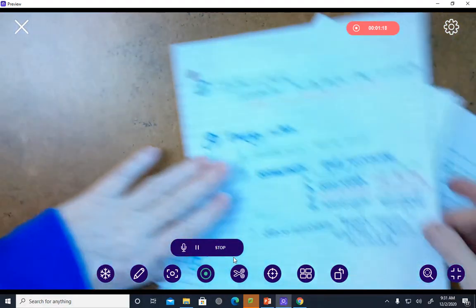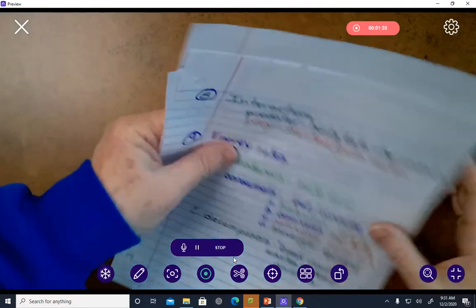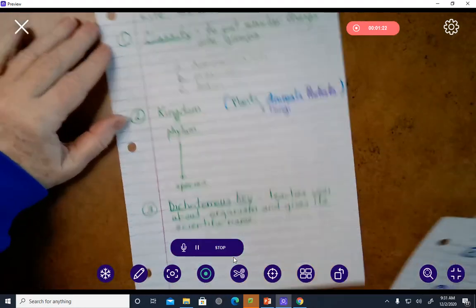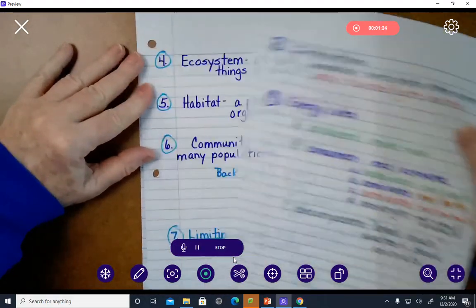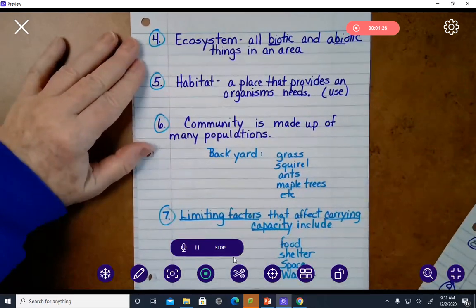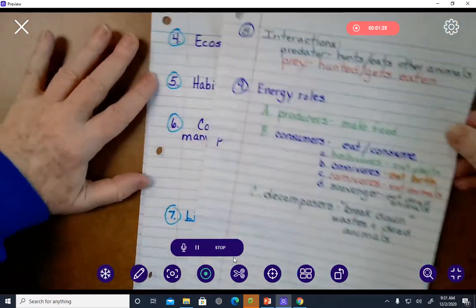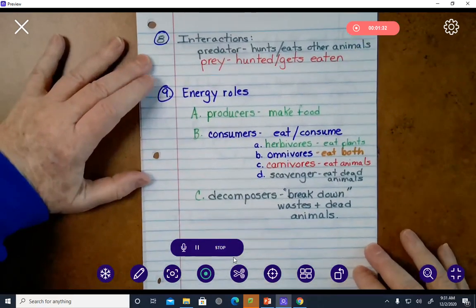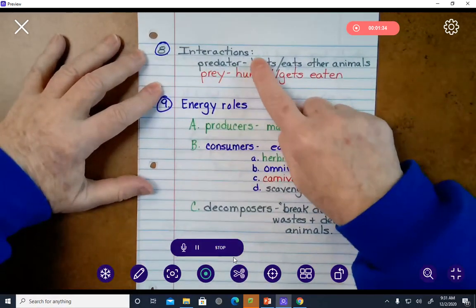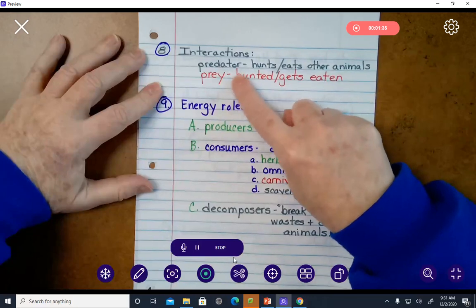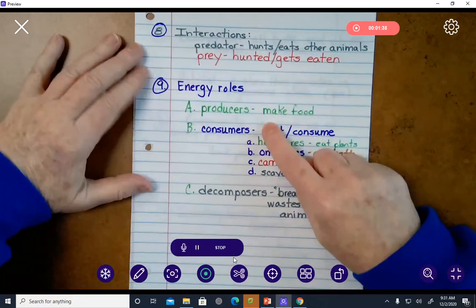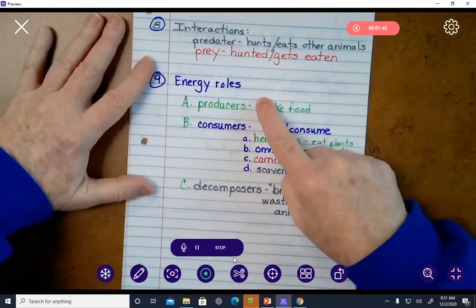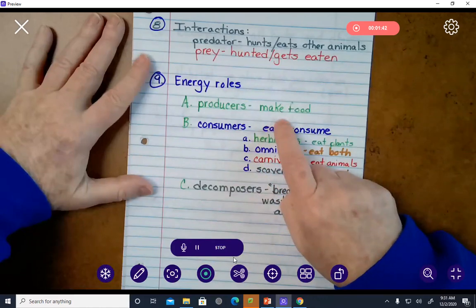I am going to set the notes here. Remember, you should have notes 1, 2, and 3. Notes 4, 5, 6, and 7 all would have helped you with those worksheets. And here is numbers 8 and 9. 9 is pretty long, but we just talk about interactions and what predator and prey is. Energy roles was number 9, and producers make their own food.